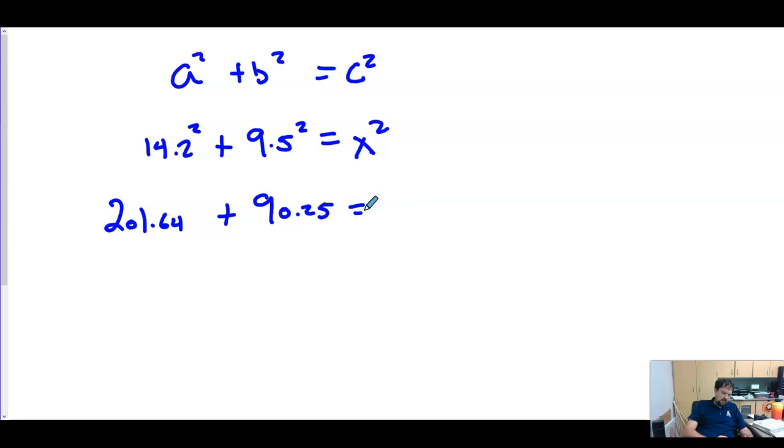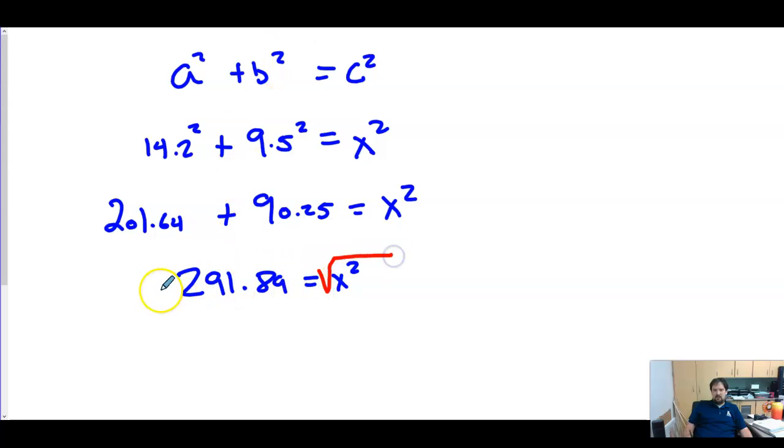So add those together and you'll get your x squared. So 90.25 plus 201.64 gives me 291.89 equals x squared. But I don't want to know what x squared is. I want to know what x is. So to get rid of that squared, I have to take the square root of both sides.